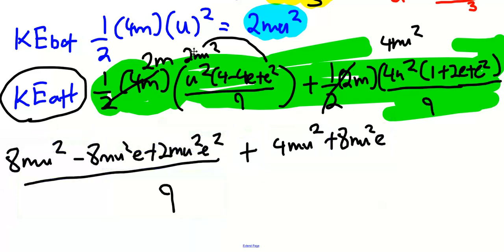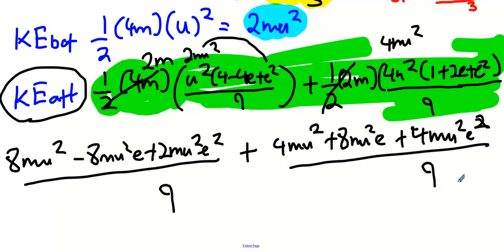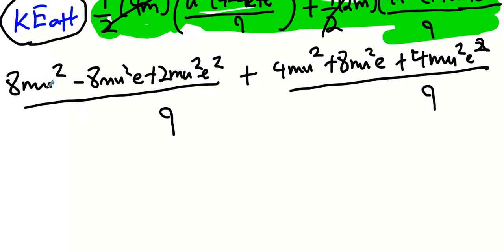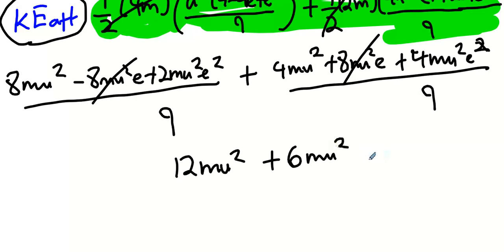Sorry, running out of board space here. 4mu squared e squared all over 9. Now we're fortunate that they have the same common denominator, don't they? So what can we do here then? Let's look at them. What's 8 plus 4? 12mu squared, yeah. 8 take away 8. All right, that's a lucky break for us, isn't it? One of them's gone, aren't they? And then what about the next one? 6mu squared e squared.